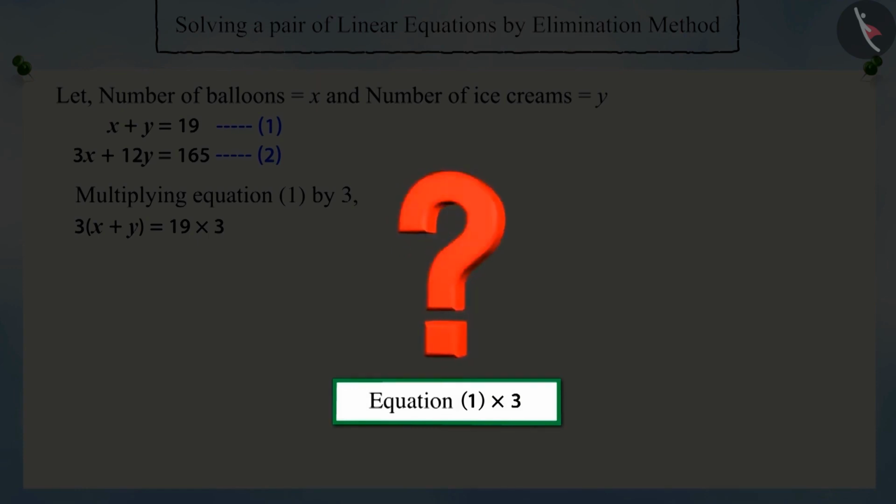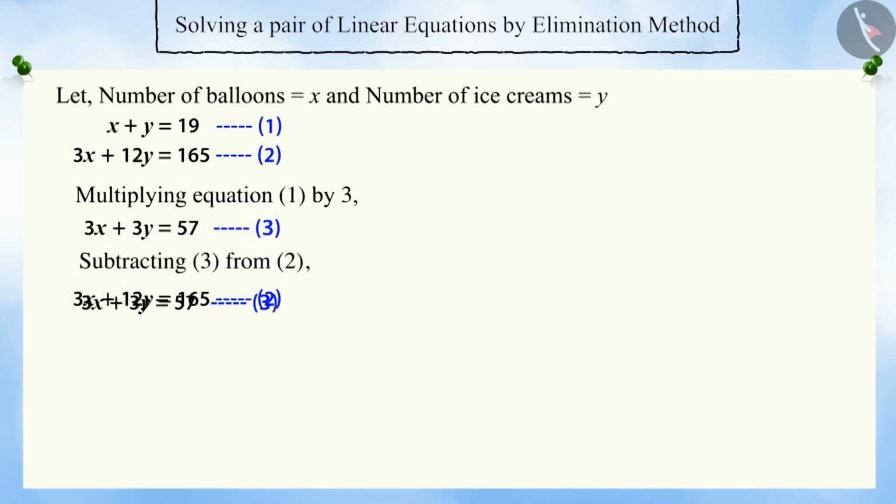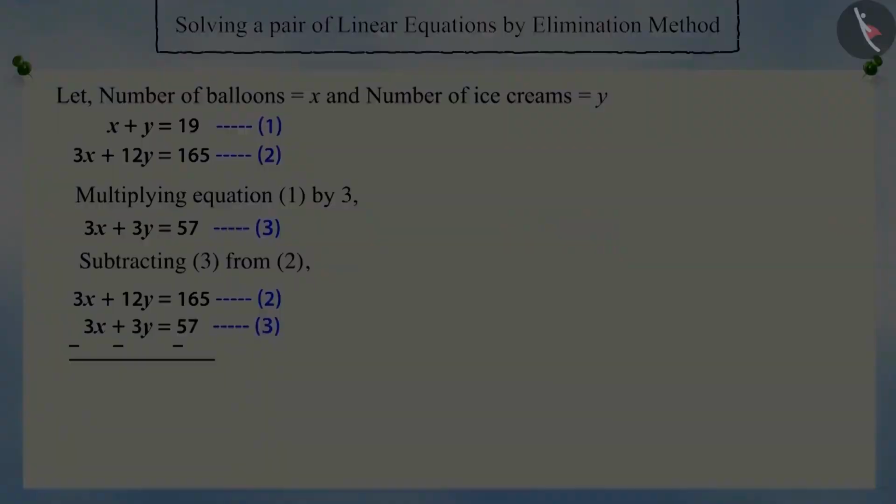Excellent! After multiplying by 3, we get 3x plus 3y is equal to 57, which can be represented as equation 3. Now, in order to eliminate x, let's subtract equation 3 from 2. Can you tell why we have subtracted these equations?